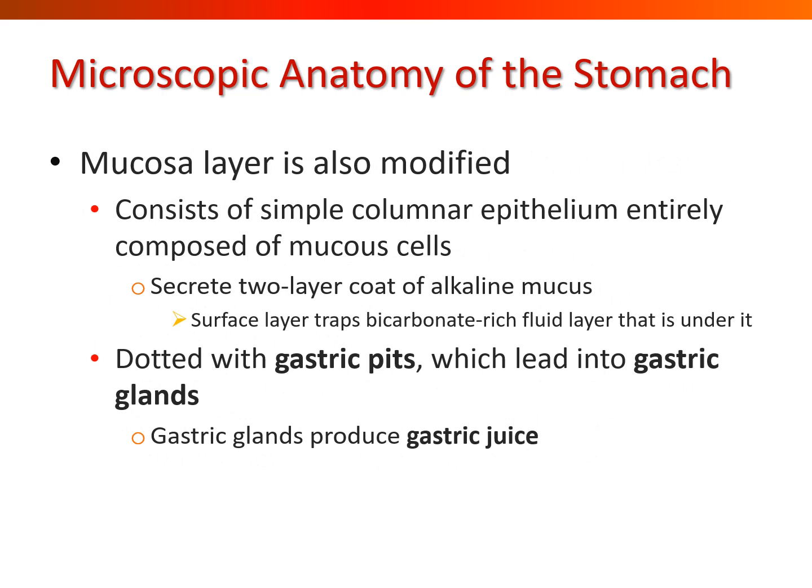Now the mucosal layer is going to be modified. It's going to consist of the simple columnar epithelium, it's going to secrete this interesting two-layer coat. So it's an alkaline mucus, and the reason why we need an alkaline mucus lining our epithelial tissue in the stomach is because we've got cells in the stomach that are going to produce hydrochloric acid. So this interesting mucosal layer is going to protect the cells of the stomach, and it's also going to trap bicarbonate-rich fluid in between those two layers.